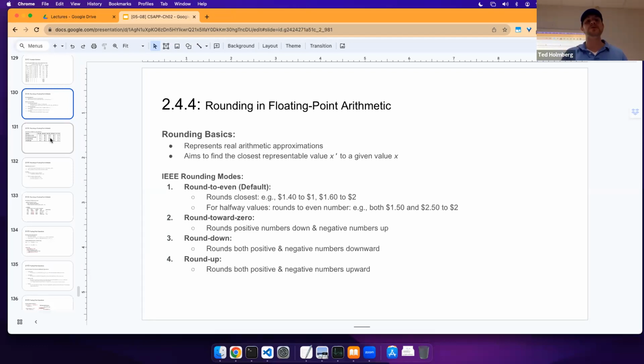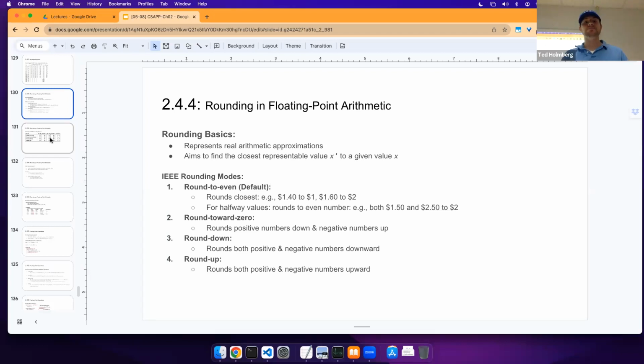So there's a couple of different ways we can round. You've probably learned how to round in childhood, right? Like in one of your remedial math classes. There are 4 basic modes of rounding that you should be aware of, and then we'll talk about the one that actually gets used inside of C. You have round to even. Round to even rounds to the closest even number.